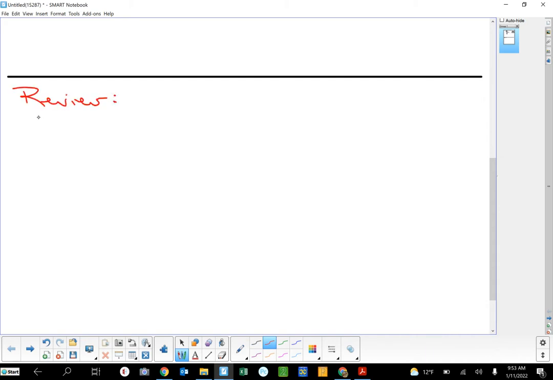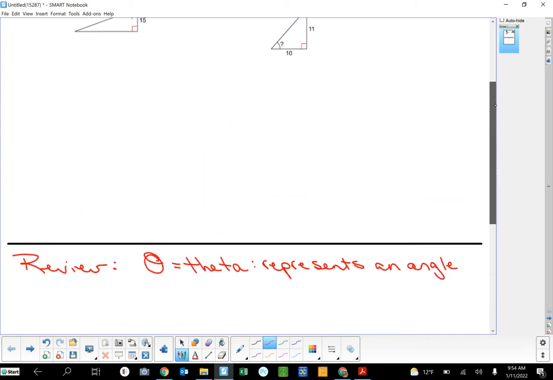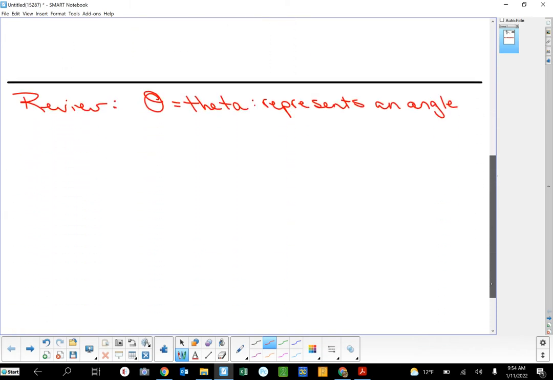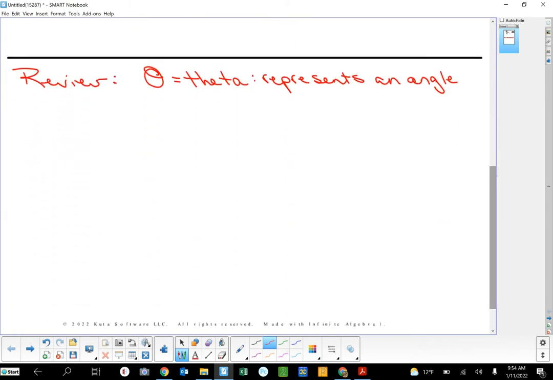And what I want to review is that I want you to remember what that is. We talked about that being theta before, and that it represented an angle. Okay, you'll see if you look at the top of the page here, they actually put question marks in here, but we could just as easily have little thetas in there. That would be ideal and what you'd see in a more upper level paper.